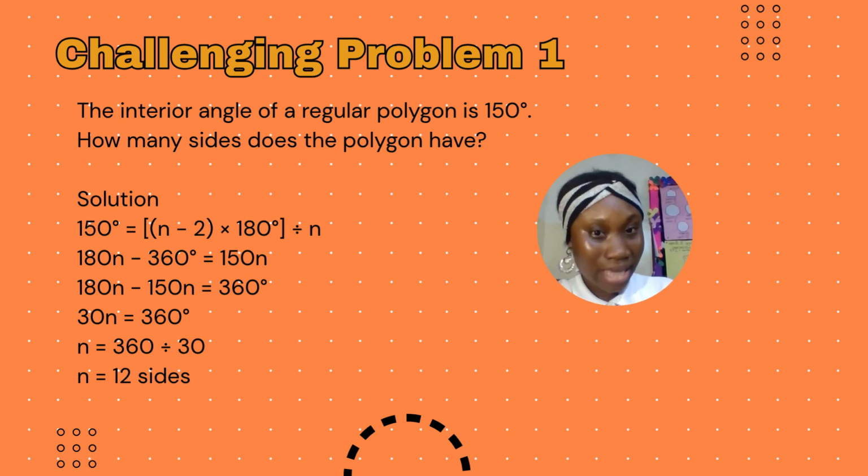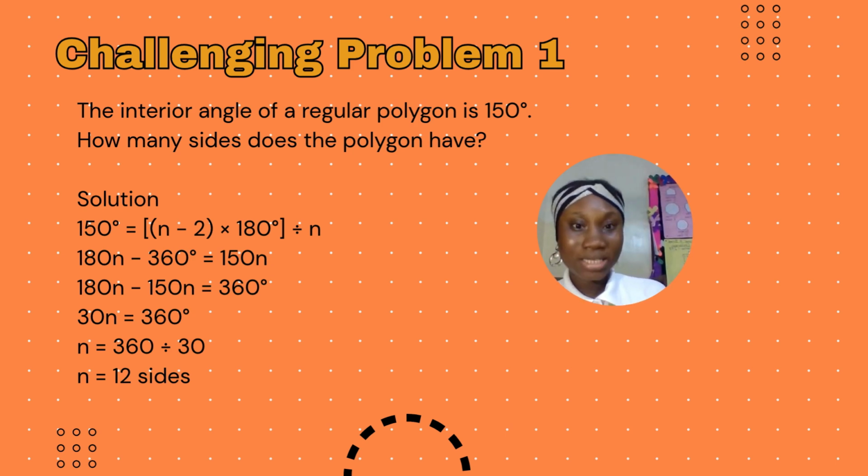That gives us 180 times n, but a number times a letter is what? You marry them together, okay? So 180 degrees times n will be 180n. Then 180 degrees times 2 will give us 360 degrees. So you have that on one side of your equals sign.